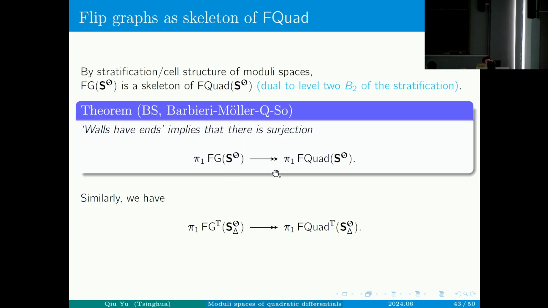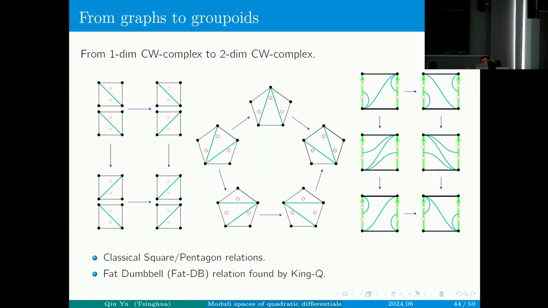But yeah, this is a skeleton, so we have a surjective map from pi 1 to pi 1, and then we want to understand the kernel of this map. So what is that? These are this type of relation. For the square and pentagon relation, it is well known. And the point is that after you add decoration, the pentagon, for example, will have this 2-step equals 3-step relation, which corresponds to the famous pentagon identity for dilogarithm.